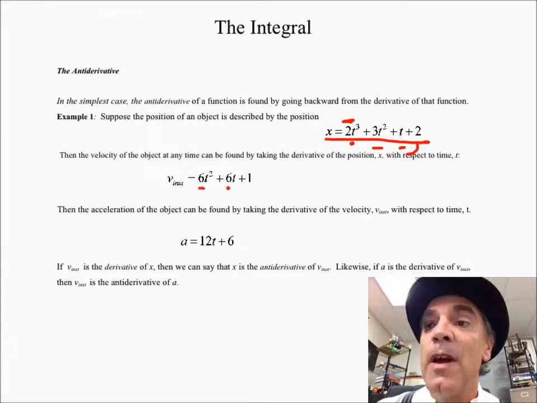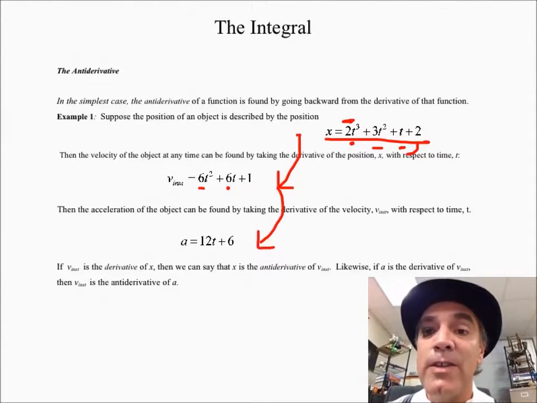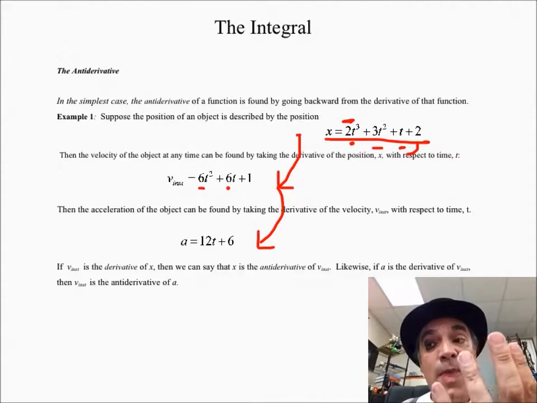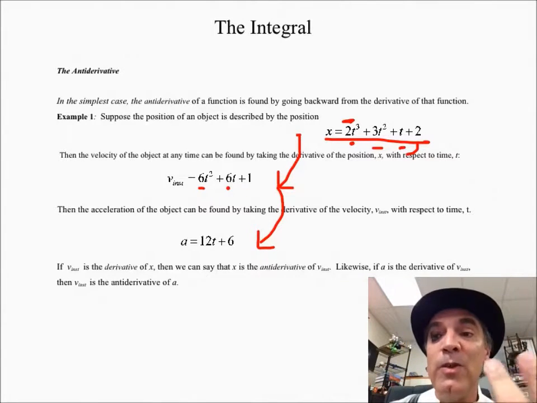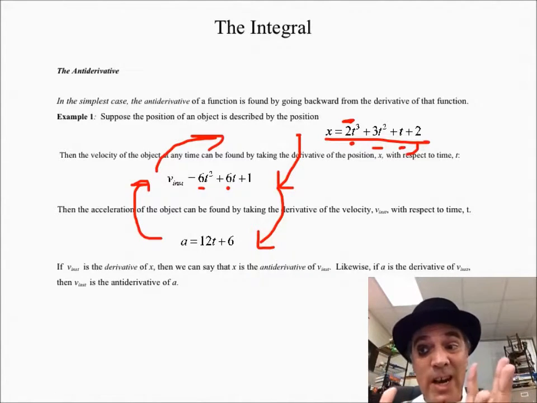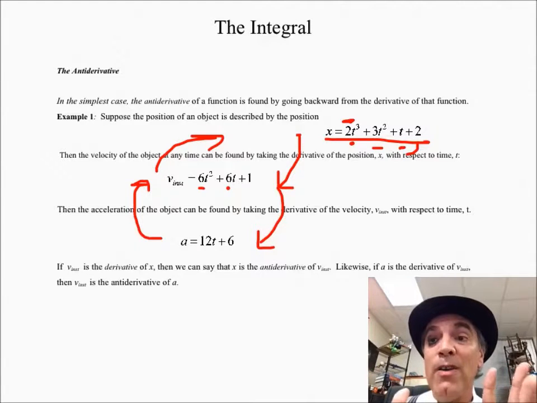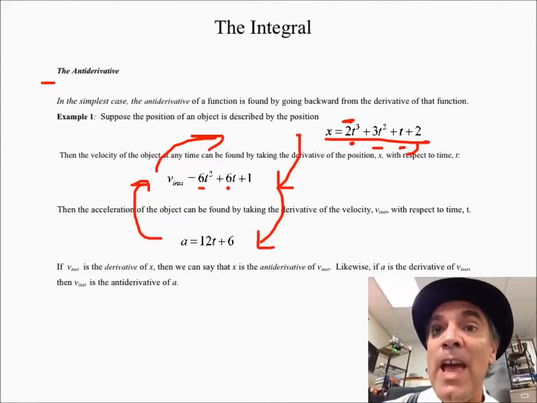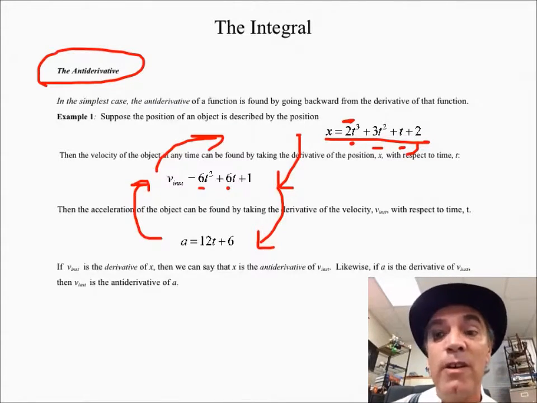We can do that with our displacement to get our velocity. We can do it with our velocity to get our acceleration. And it turns out that to do an integral, essentially we're going to be doing the opposite. We're going to be taking this and going back up to that, or taking this and going back up to that. Since we've done a lot of derivatives, we have a better understanding of how to do what's called the antiderivative, which leads to our integral.